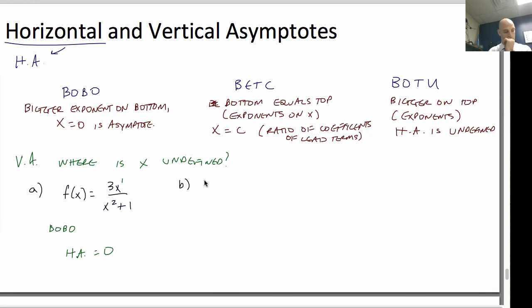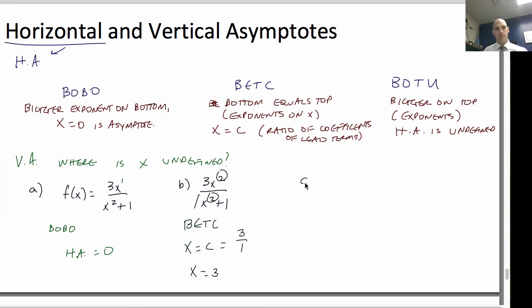For B, 3x squared over x squared plus 1. When I look at my exponents, I've got 2 and I've got 2. So this is a Betsy situation. Bottom equals top, so it's a constant. It's equal to the ratio of the highest degree coefficients. So it's 3 over 1, because this is 3, 1. So y equals 3 is an asymptote. Done.